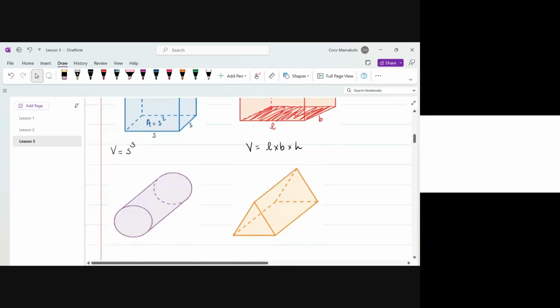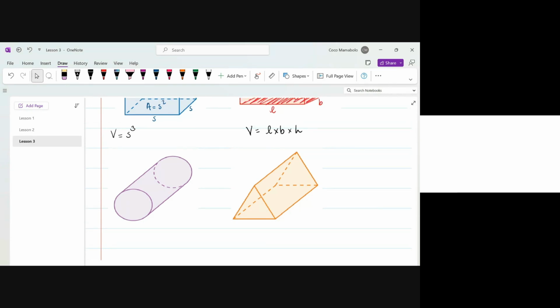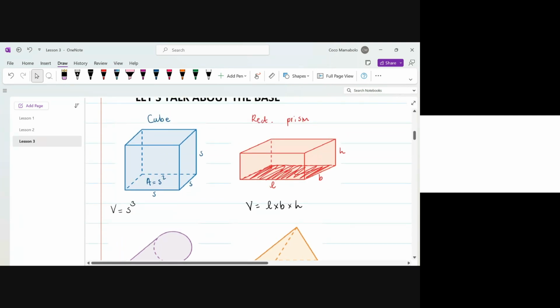Now, I want us to pay particular attention to these two shapes. But before we do, I want us to go back to the cube and the rectangular prism. I want us to note that the sides that we've picked as our perpendicular heights actually speak to the shape itself. Let's think about this base over here. If the base of my cube is a square, if I work my way up, what kind of shape do I find on the other side of my height?